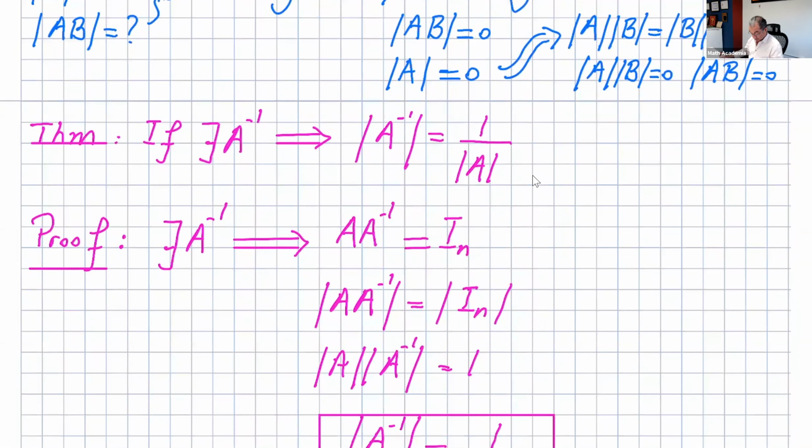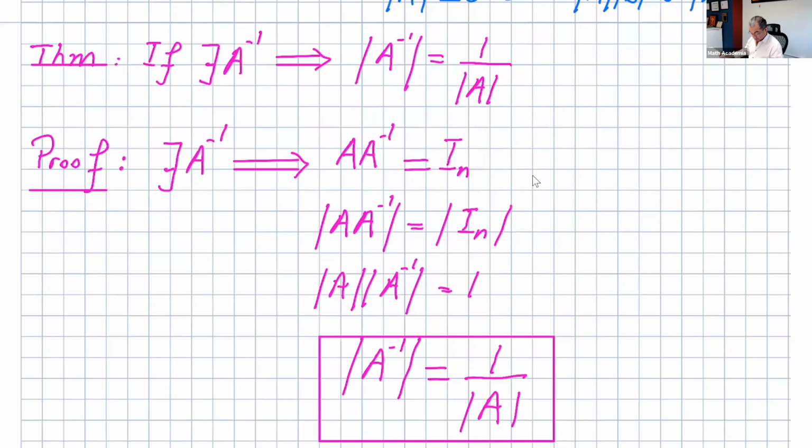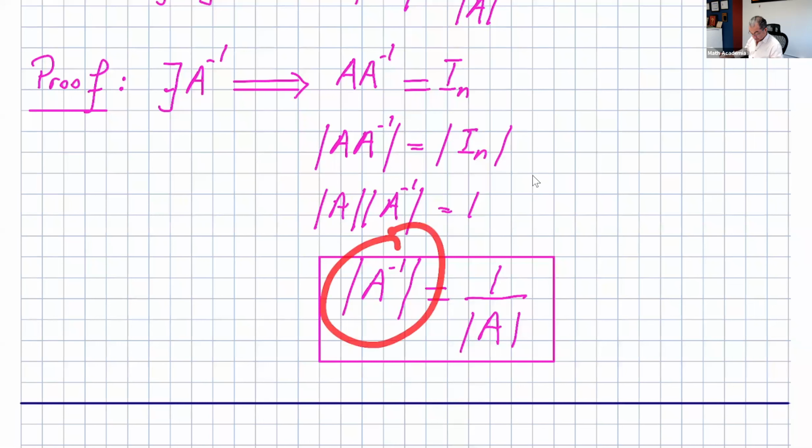The determinant of the inverse can be written as 1 over the determinant of A. Little proof: A is invertible. There is an inverse. A times A inverse is In. The determinant of that product equals the determinant of I, and we know that's 1. And we learned we can separate those. Determinant of A times determinant of A inverse equals 1. Therefore, the determinant of the inverse, if you isolate that, is 1 over the determinant of A.